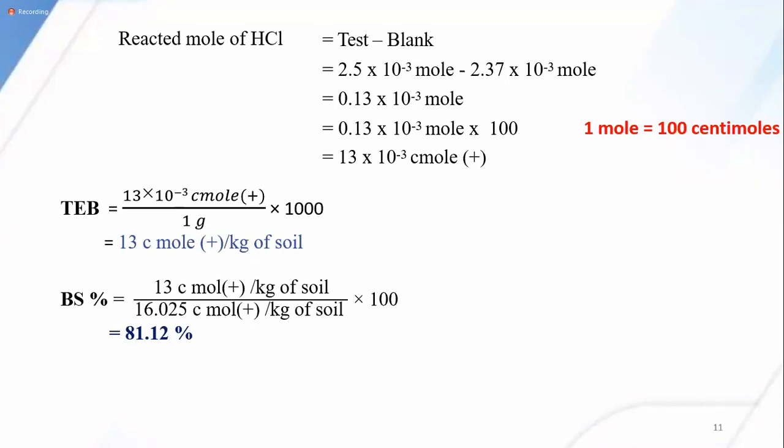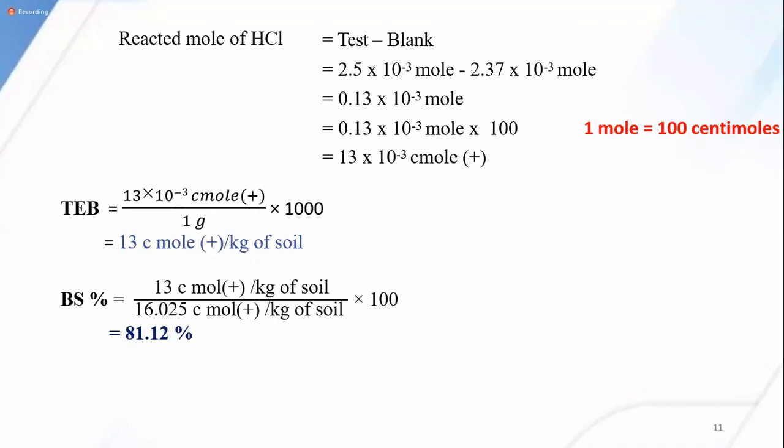So the unit of cation exchange capacity is centimole per kilogram of soil. Here we found the value as moles, so we have to convert the mole into centimole. You all know 1 mole is equal to 100 centimoles. So you can directly multiply by 100 and then you get the answer 13 into 10 to the power minus 3. So this is the reacted mole of HCl, that means the HCl that is needed to convert that cation oxide into chloride.